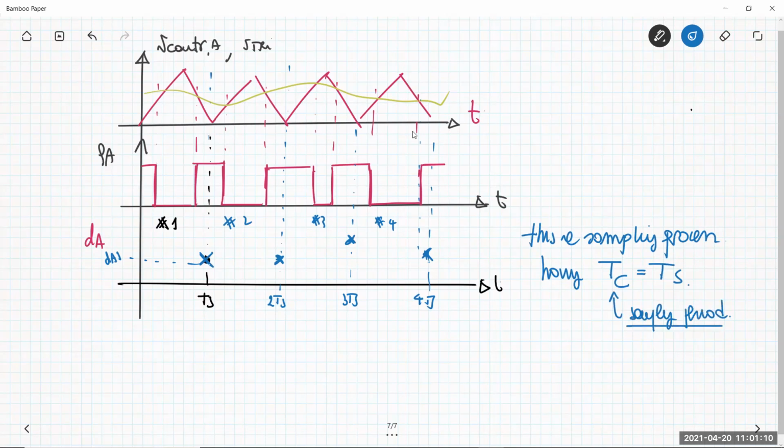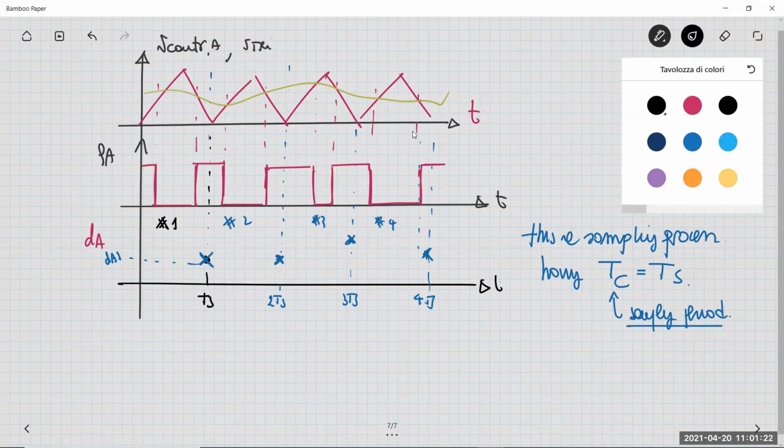So you should remember from communication theory that if you want to reconstruct your original signal from a sampling process, then the bandwidth of your signal to be reconstructed should be less than the sampling frequency, 1 over TS. So it means 1 over TC.